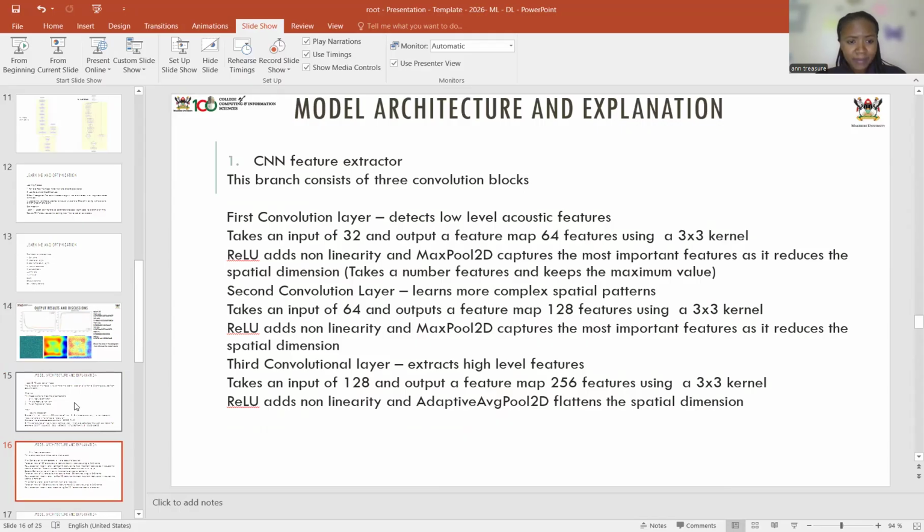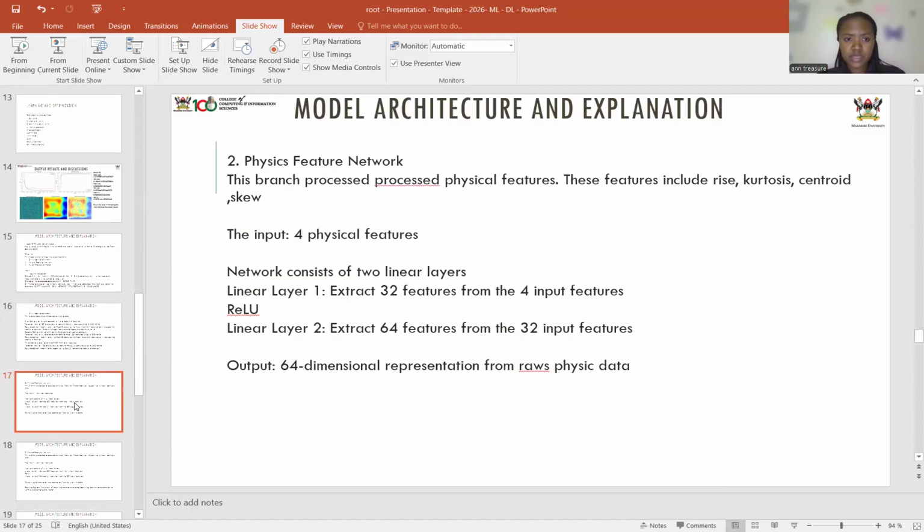And then we had the second convolutional layer, which would learn the complex spatial patterns. It takes the input of the 64 feature map, and then outputs a feature map of 128 features using a 3x3 kernel. So we had the ReLU coming in and also the max pooling. The same for the third convolutional layer. We had the ReLU coming in and then the adaptive average pooling that flattened the spatial dimensions.